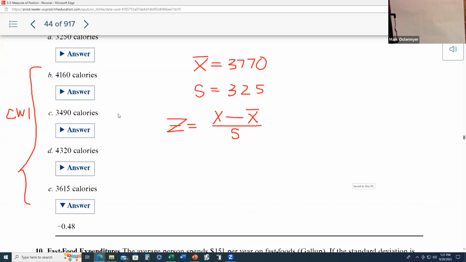So any questions about computing Z-scores? They're pretty easy to compute, all right? All right.